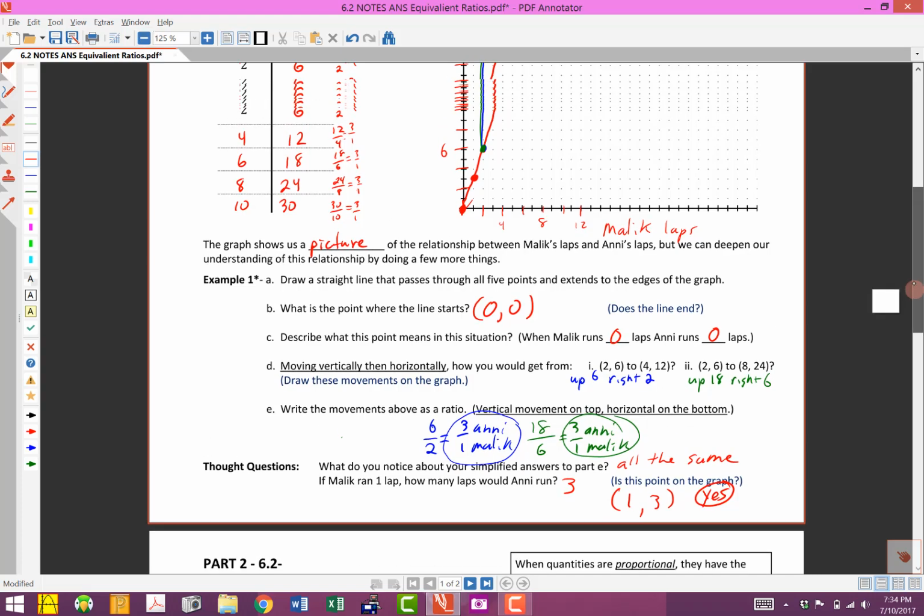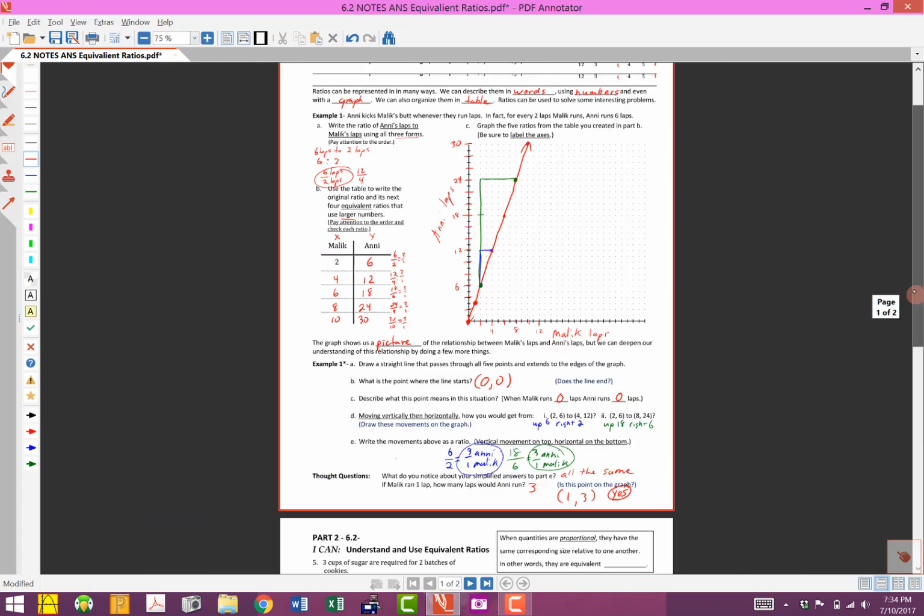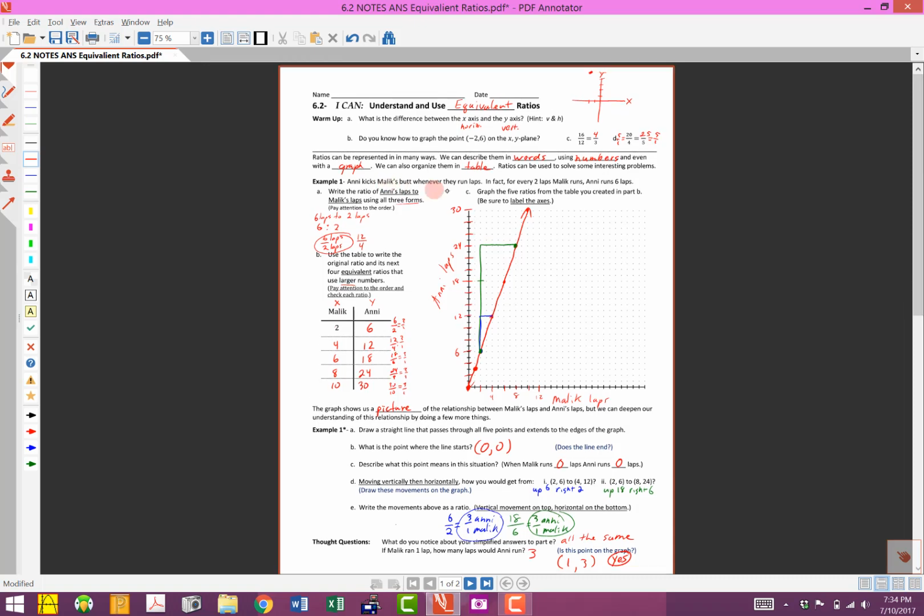So again, this is a way where we can go through and we can look at a situation where we've got a ratio that's given. We can come up with some equivalent ratios, organize them into a table, and we can graph them and we can take a look at it. And in this particular situation, we get a picture that looks like this. It's a nice straight line.